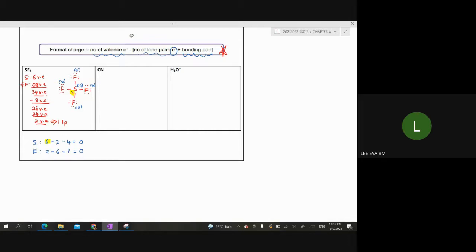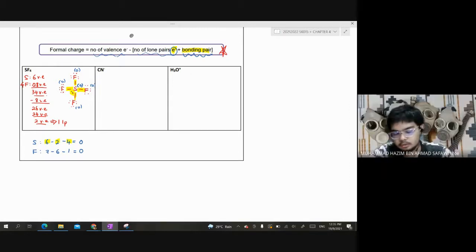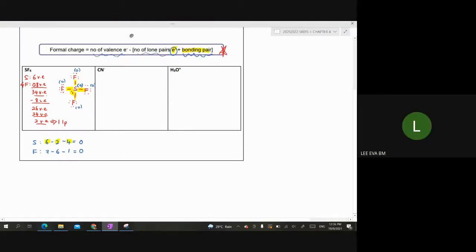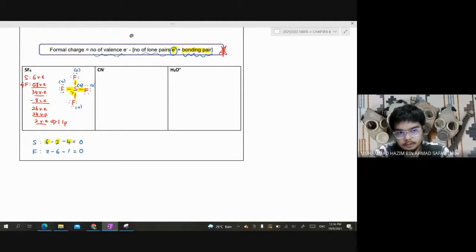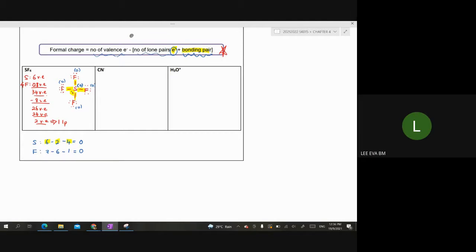Okay, 2 dots means you have 2 lone pair electrons, so the value is 2. And for 4, if you focus on sulfur, there is 1, 2, 3, 4 lines in it, so the bonding pair is also 4. So just calculate 6 minus 2 minus 4, which gives zero. Zero means neutral. If it's 1, it's a positive 1 charge. If it's negative 1, you write negative on top. And vice versa. Let me show you another example.